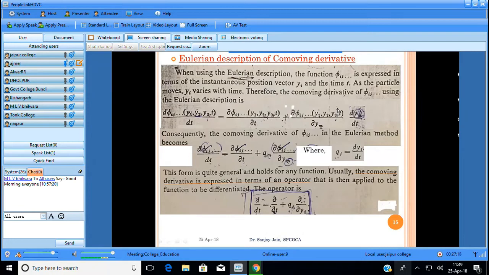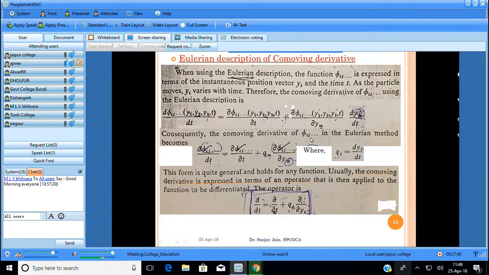Which is variable, and the remaining should be treated as constant. Let ym be variable and y1, y2, y3, ym minus 1 be constant for the process of partial differentiation. So ym is variable; partially differentiate with respect to ym and complete with t, because we are differentiating with respect to t.